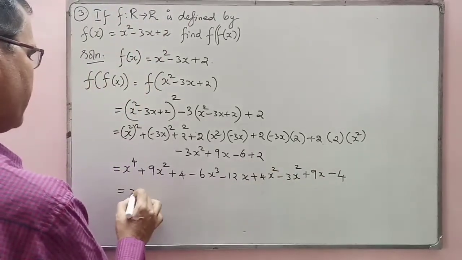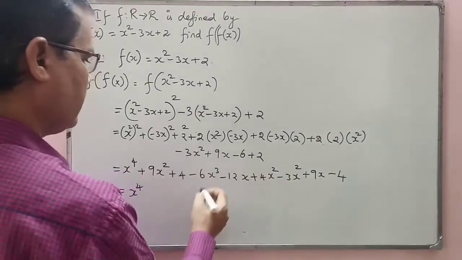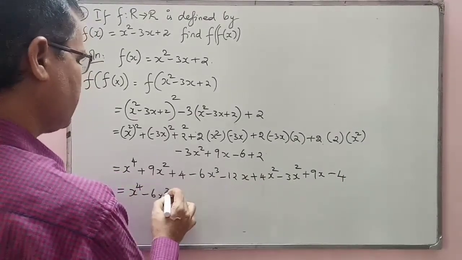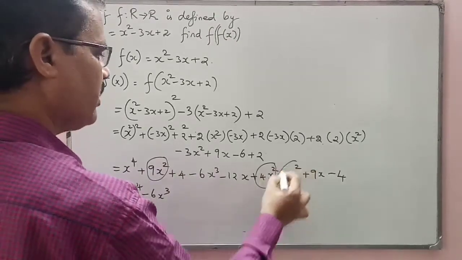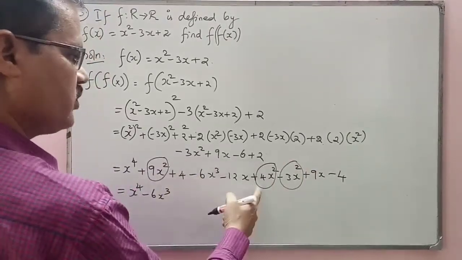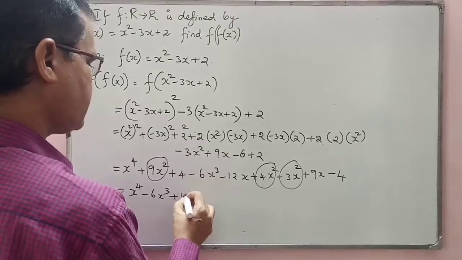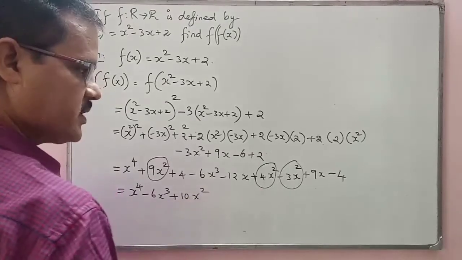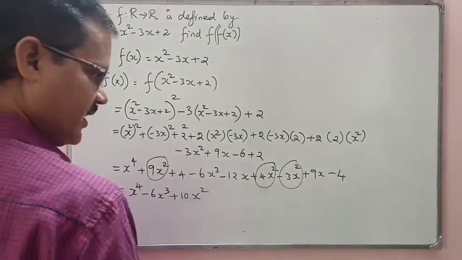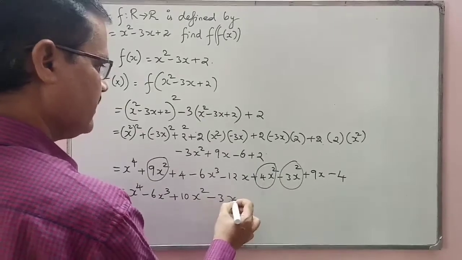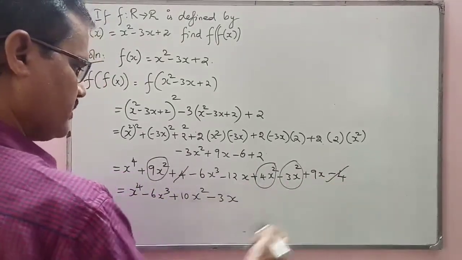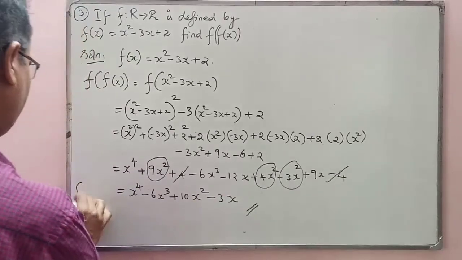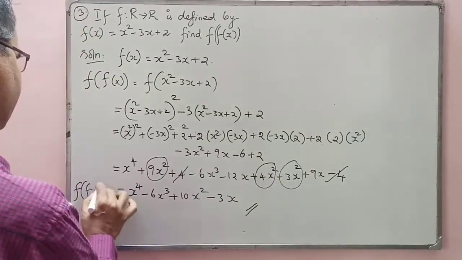Now we can simplify. x power 4, no other x power 4 terms are there. Then we have x cube, minus 6x cube. Now x squared: 9x squared plus 4x squared minus 3x squared. 9 plus 4 is 13, minus 3 is 10. So plus 10x squared. Okay children. Now minus 12 plus 9, so minus 3x. Next, plus 4 and minus 4 get cancelled. Any other terms left? No. So this is your f of f of x, children.